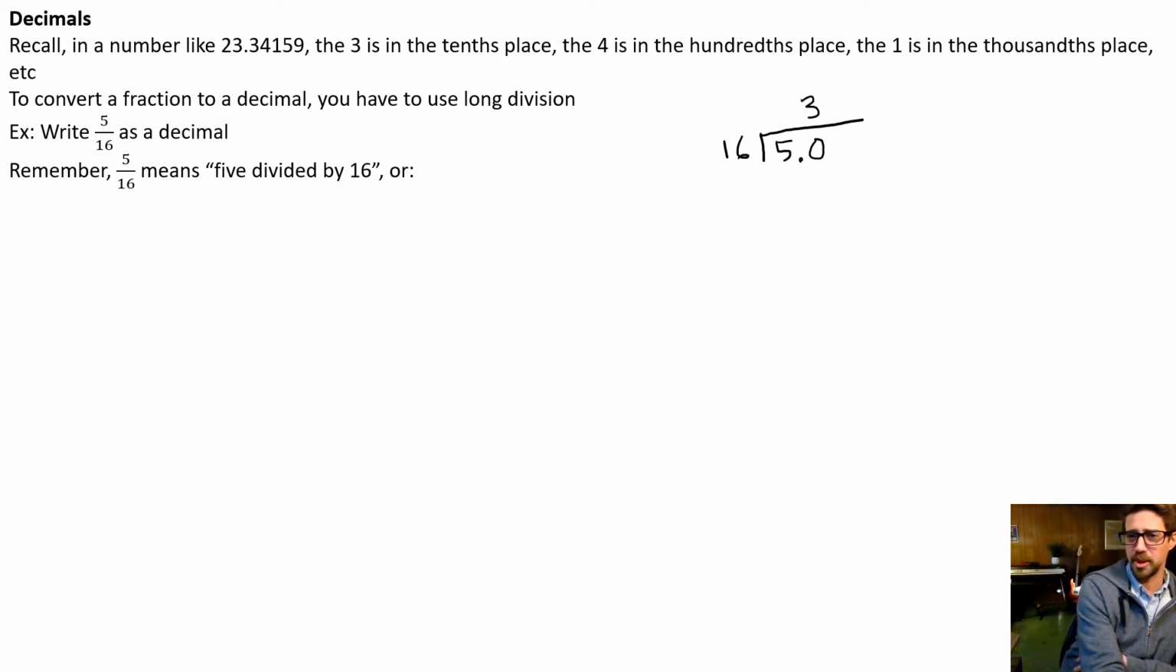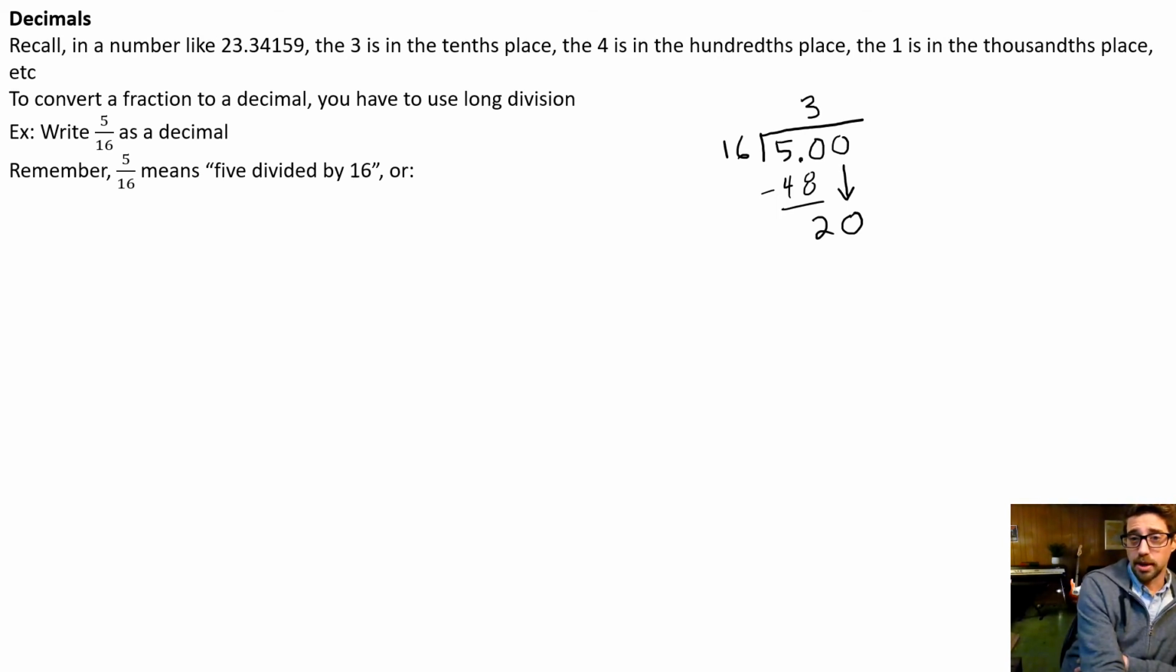I'm still getting used to this pen here. Then you multiply. 16 times 3 is 48. All right, and then you do what? You subtract. So 50 minus 48 is 2. And then 16 doesn't go into 2, but you're going to go ahead and bring down the next digit. And since our dividend is 5, we're just going to keep bringing down a 0. Okay, and then you just keep repeating that until you don't get a remainder anymore. And that'll happen soon.